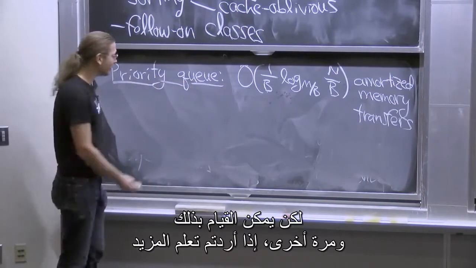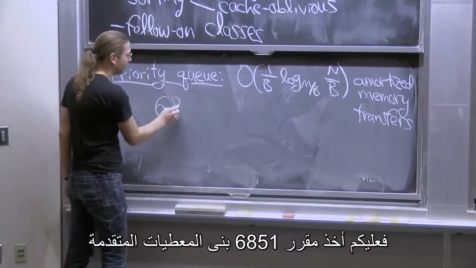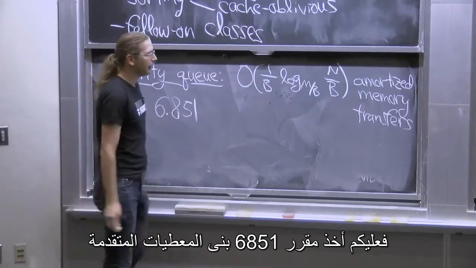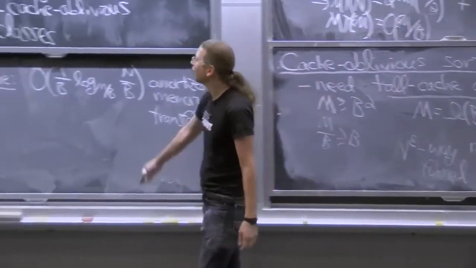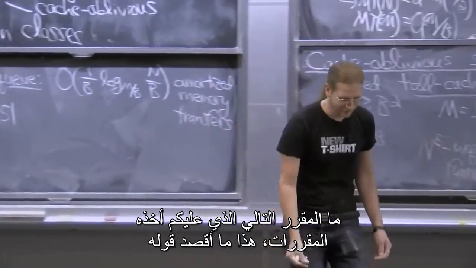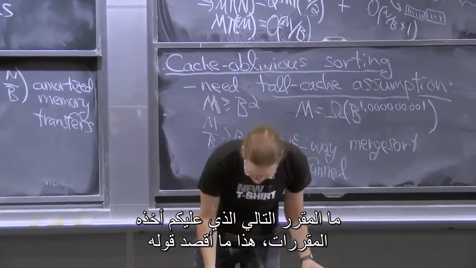And again, if you want to learn more, you should take 6.851, Advanced Data Structures, which leads us into the next topic, what classes you should take next.